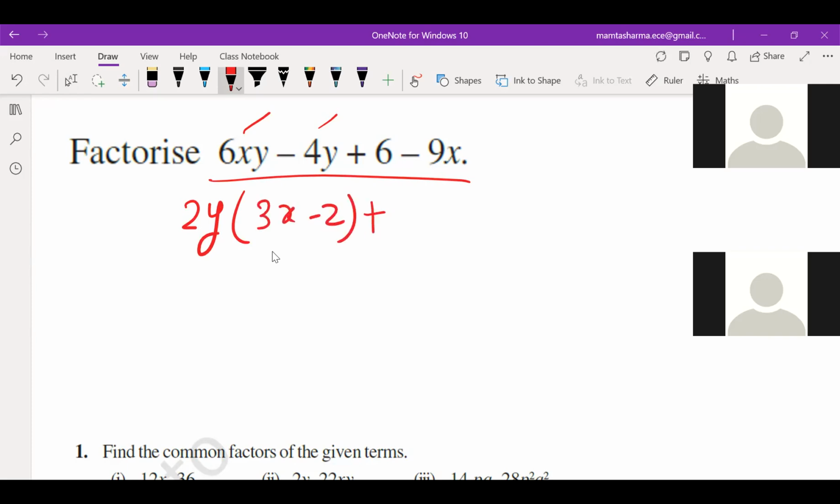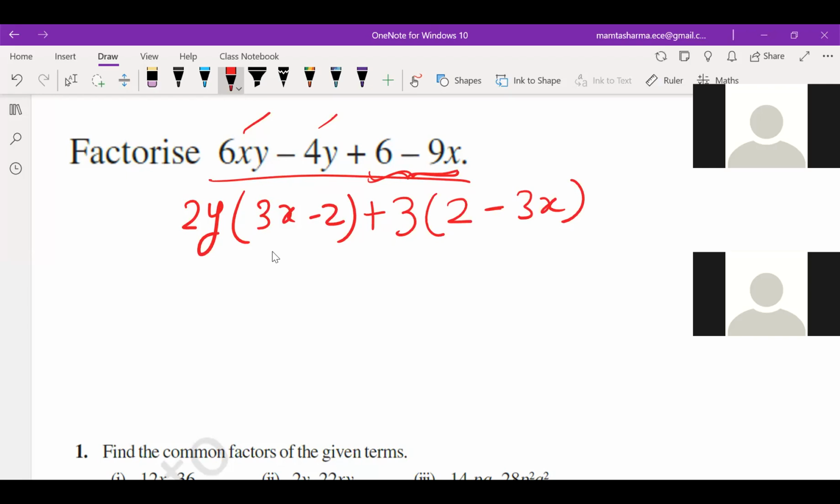And in the last two terms, what is common? 3 is common, ma'am. Okay, so when 3 is taken out, what will be left? 2 minus 3x, ma'am. Now the common is 2 into 2y plus 3 into 3x minus 2.